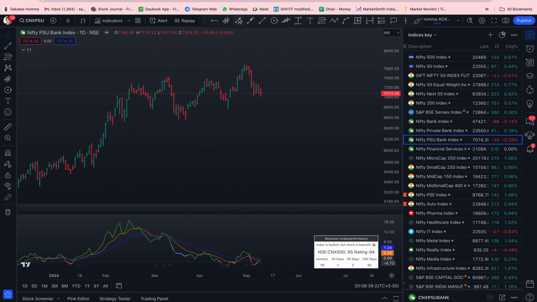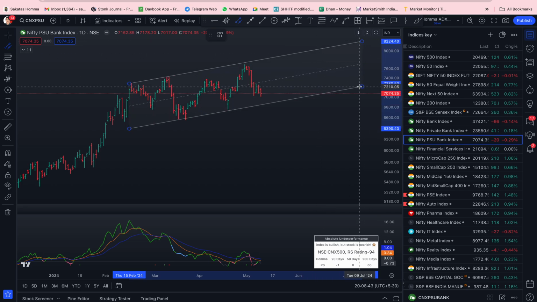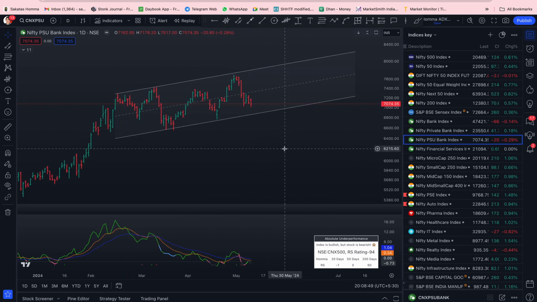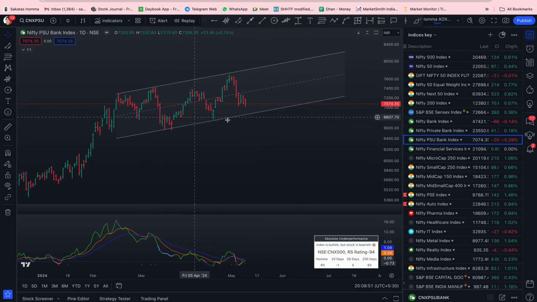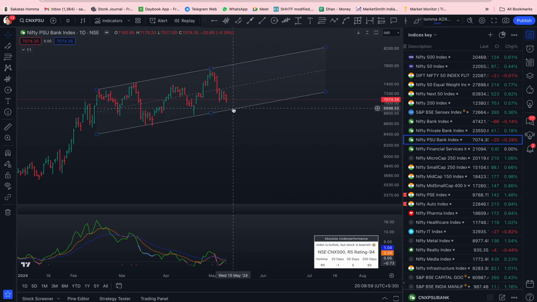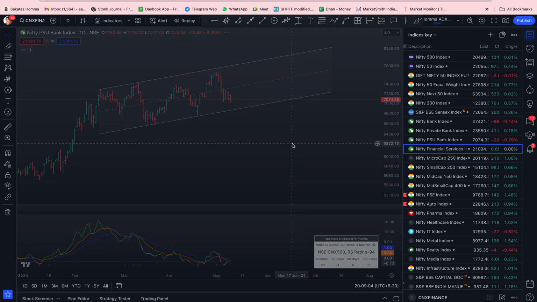Now what happens is pattern morphing, right? As price goes on, you can then describe the price action into one form or the other. So I would not be surprised if PSU Bank now takes the shape of this channel, right? And in that case, this would be a support to look forward to.